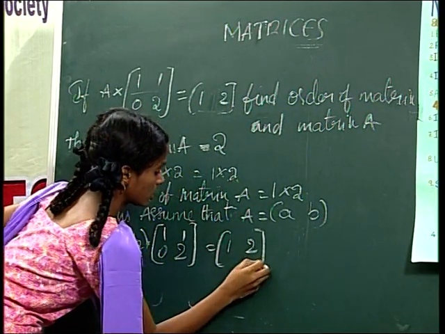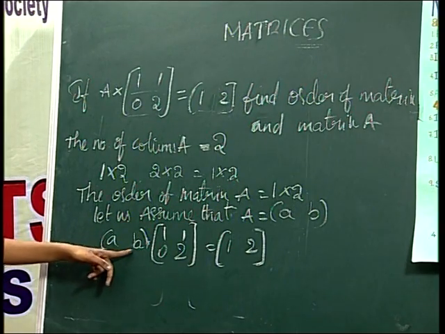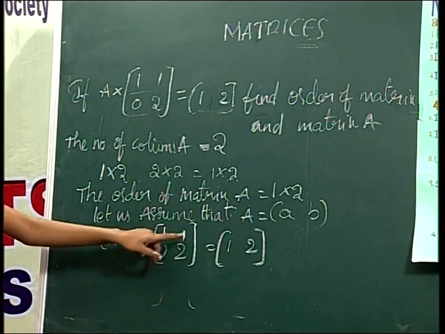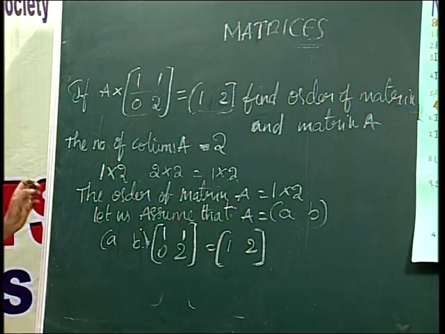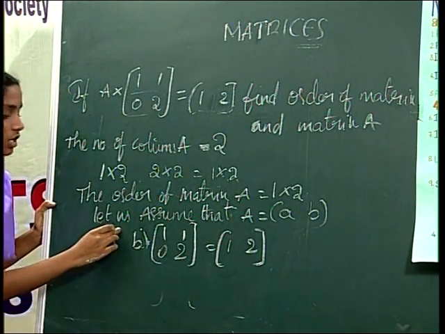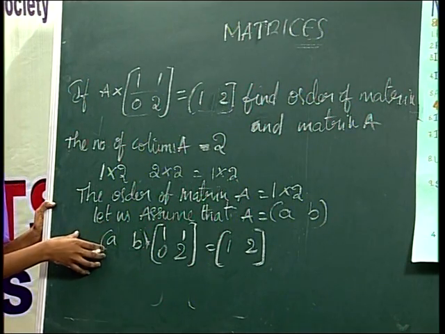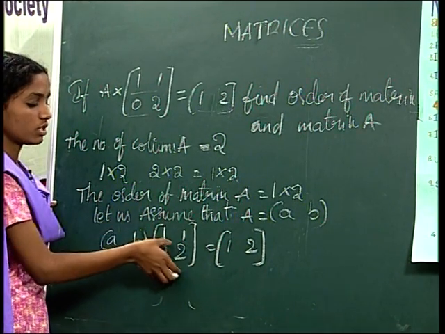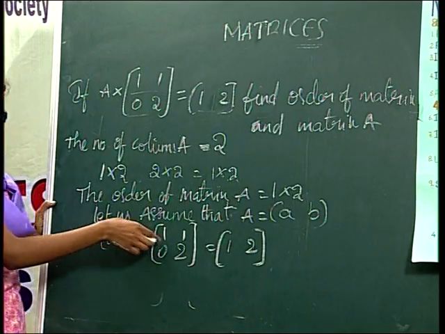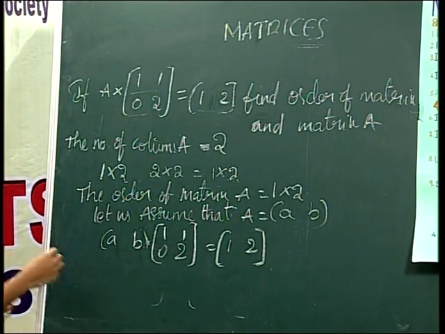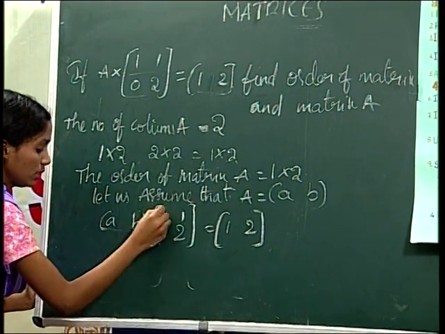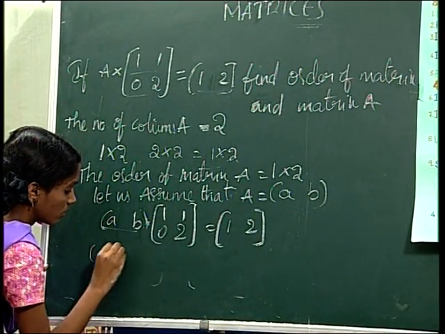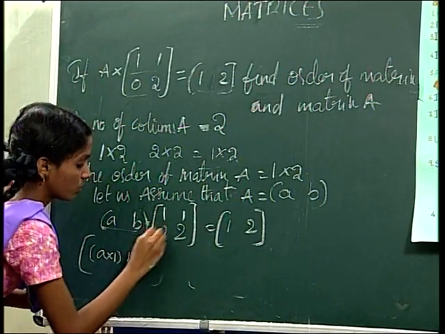When is multiplication possible? When the number of columns in the first matrix is equal to the number of rows in the second matrix, then only multiplication is possible. See here, how many columns? 2 columns. This is the first matrix. And here how many rows? 2 rows. This is the second matrix. So they are equal, then multiplication is possible. See here, first row, first column, A into 1 plus B into 0.